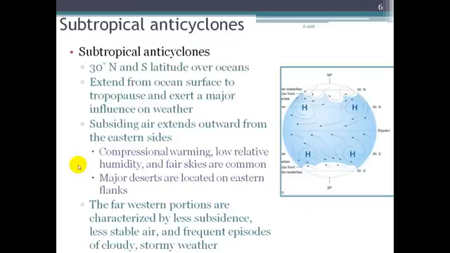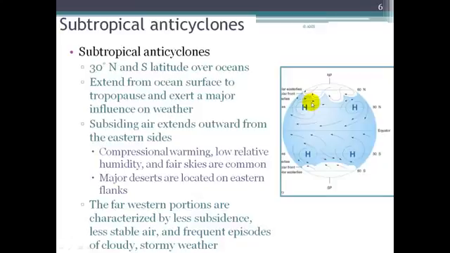Let's talk about the subtropical anticyclones. These are the ones that sit at about 30 degrees north and south latitude. They're very extensive. They cover a large area over the ocean, and they have a major influence on the weather. So we have subsiding air that extends outward from their eastern sides. On the eastern side of these, we have winds that are subsiding.